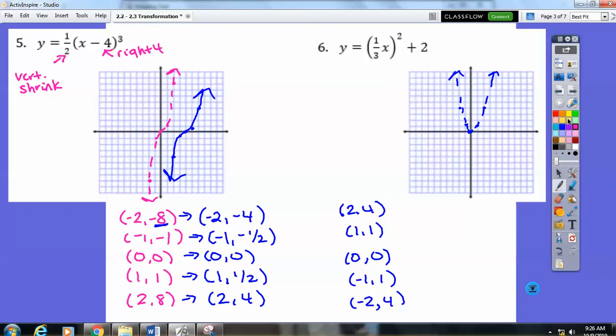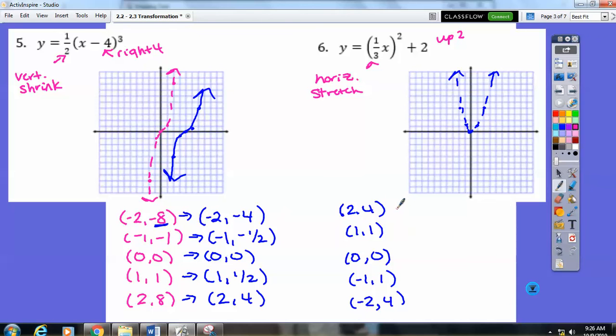What do I need to do here? Okay, we're gonna go up 2. Horizontal, and inside does the opposite, so it will actually stretch. Inside, x, opposite, every time.